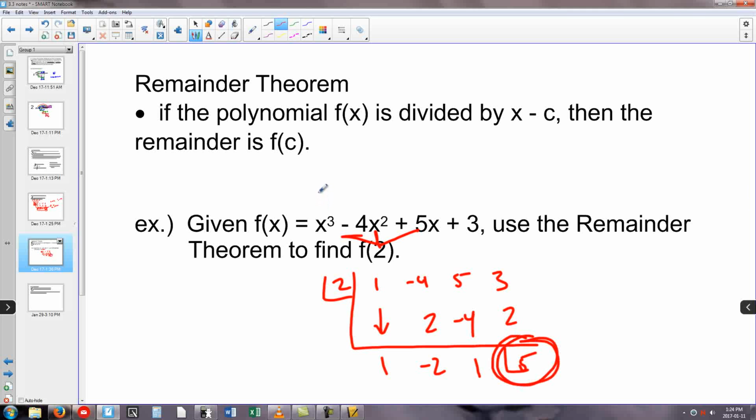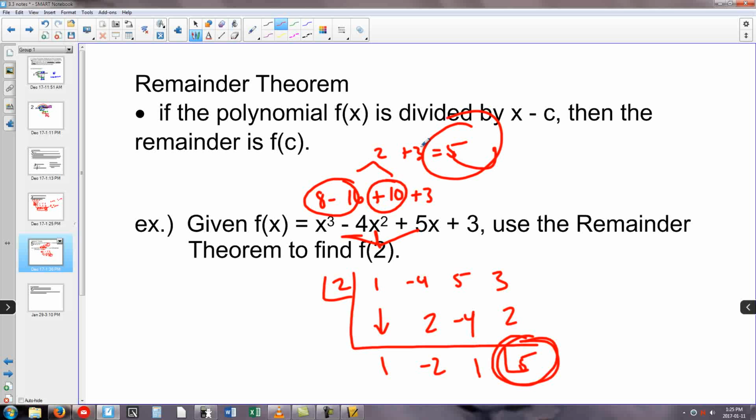Well, if I put 2 in here, 2 cubed would be 8, minus 2 squared is 4, times 4 is 16, plus 2 times 5 is 10, plus 3. This right here is negative 8, plus 10 is 2. 2 plus 3 is 5. It was predictable. We could find that information pretty easily.